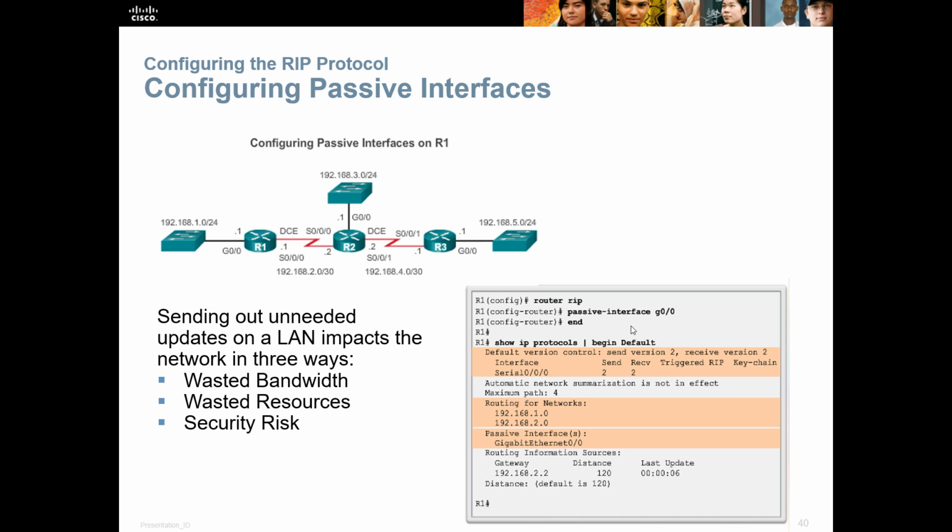So what happens if we do not want to send router updates through inappropriate interfaces? We want to send router updates that way, not to our LAN. What you can do is set passive interfaces. This will help to reduce wasted bandwidth, wasted resources, and help make the network a little bit more secure. How we do that is with passive-interface and the name of the interface. That means do not send updates out that interface.